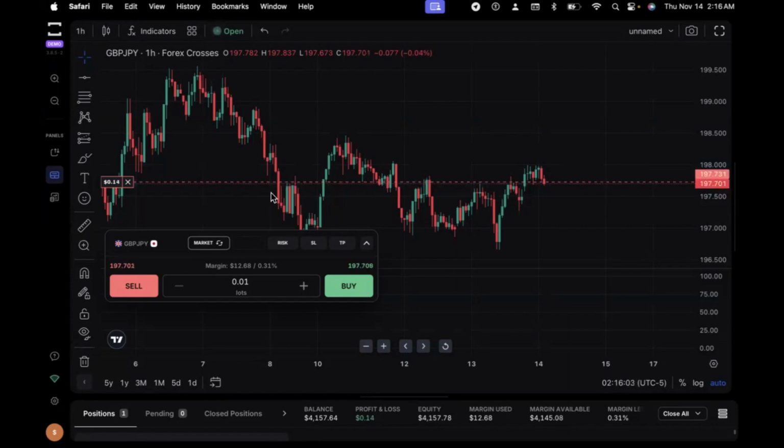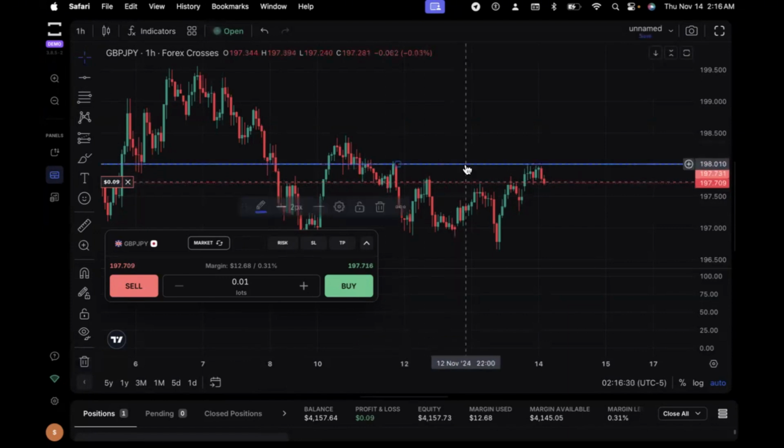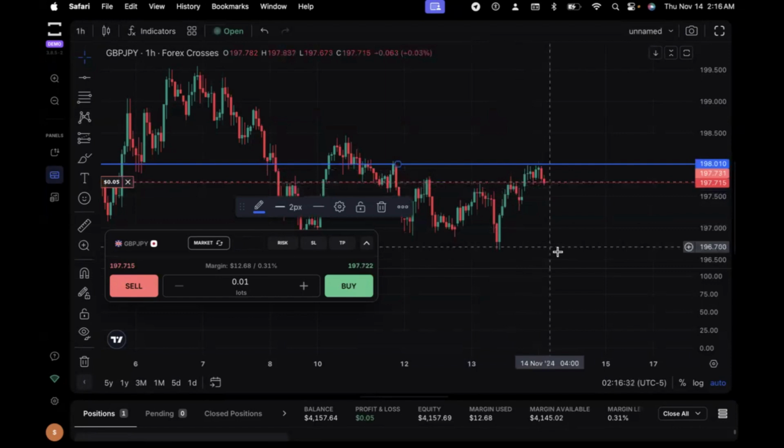And once you get really good proper risk management, it'll be easier to determine where you should put your stop losses and take profits. And it also depends on which time frame you are going to be trading on. But I would say just focus on areas of support and resistance. So we're currently in a GBP JPY sell right now. So let's just say that this was the most recent area of resistance, which is 198.01.